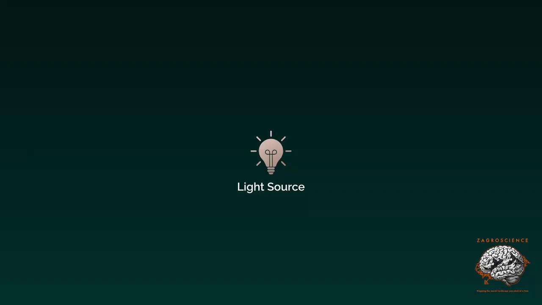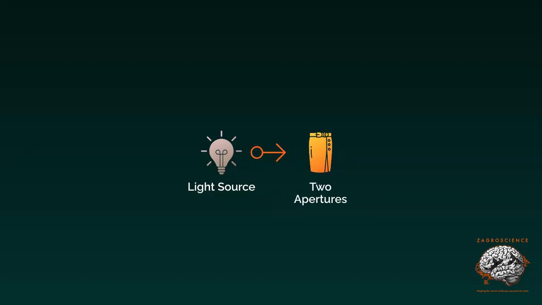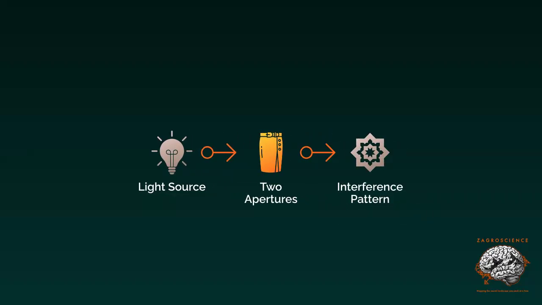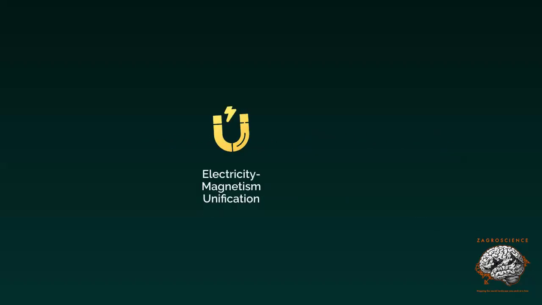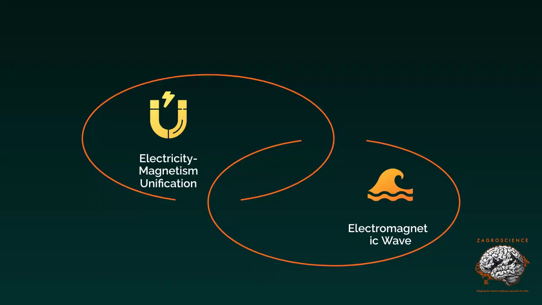Thomas Young's double-slit experiment changed everything. Light passing through two narrow slits created alternating bands of brightness and darkness, proving it behaves like a wave. Maxwell's 1865 breakthrough unified electricity and magnetism, revealing that light itself is an electromagnetic wave.